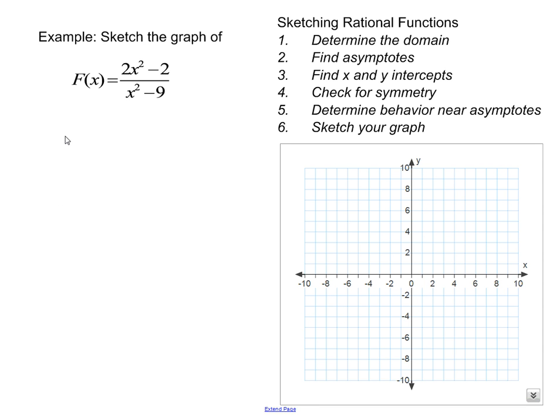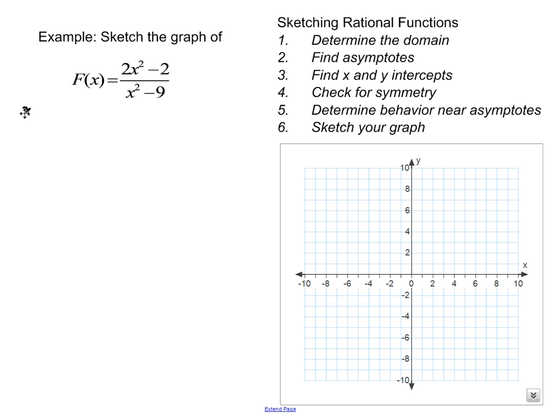Okay, one more example of the type of graphing that we want to know how to do. This is sketching a graph. This one, f of x, is 2x squared minus 2 over x squared minus 9. We want to be able to determine our domain first, so we're going to look at where the denominator is equal to 0.